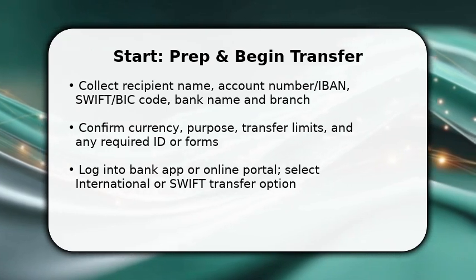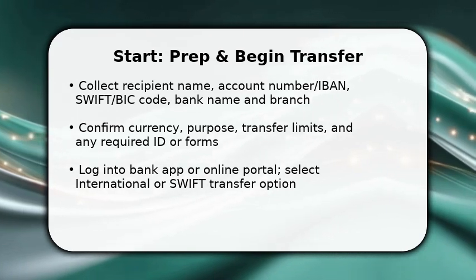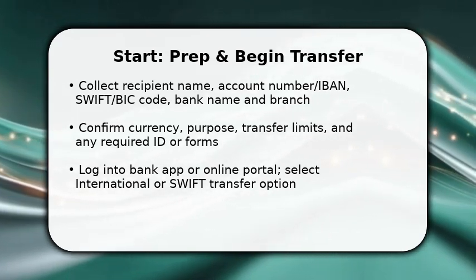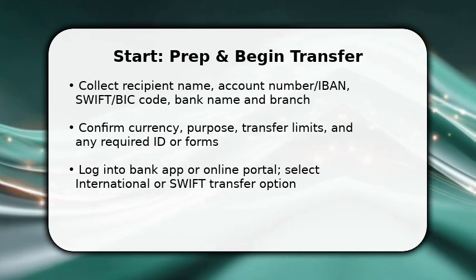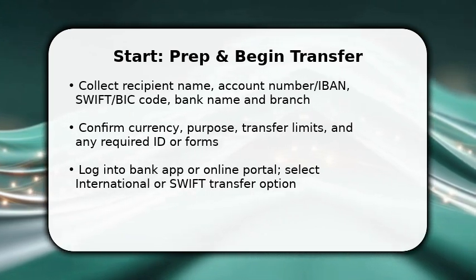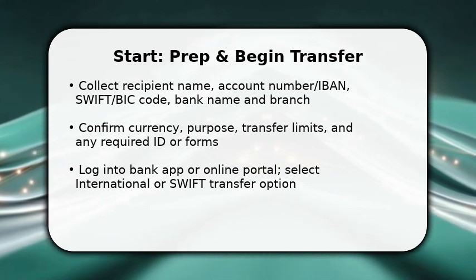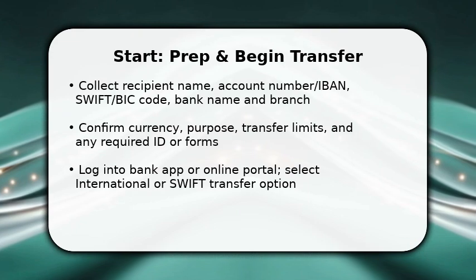Once you have those, log into your bank's app or website and go to the International or SWIFT transfer screen. Enter sender account, choose currency, and set the amount. Pause to review daily limits or required identification. Make sure fees are visible. This start ensures accuracy and prevents delays before you move into payment details.